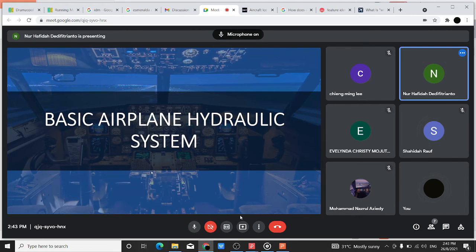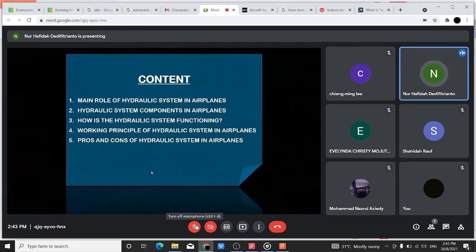Yes. Alright. Okay, so without further ado, let's start with the basic airplane hydraulic system. First of all, in this presentation today, I'm going to explain the main role, the components involved, how it functions, and the working principle of hydraulic systems in planes. And lastly, I will touch on the pros and cons of hydraulic systems. Okay, so let's proceed with the first one.